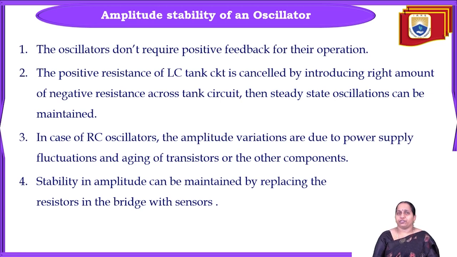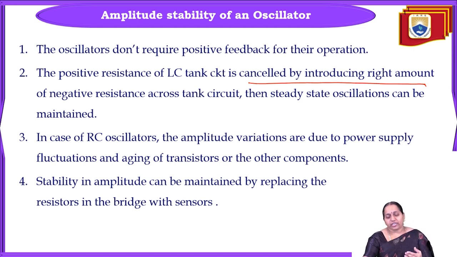Next, we'll see amplitude stability of an oscillator. The positive resistance of the LC tank circuit is cancelled by introducing the right amount of negative resistance across the tank circuit, and then steady state oscillations can be obtained. So in LC tank circuits, the positive resistance can be cancelled by introducing the right amount of negative resistance across the tank circuit. With this, we can have steady state oscillations. Now, in case of RC oscillators, the amplitude variations are due to power supply fluctuations and aging of transistors or other components. Okay. In case of LC oscillators, the change in amplitude may be because of the positive resistance developed across the LC tank circuit.